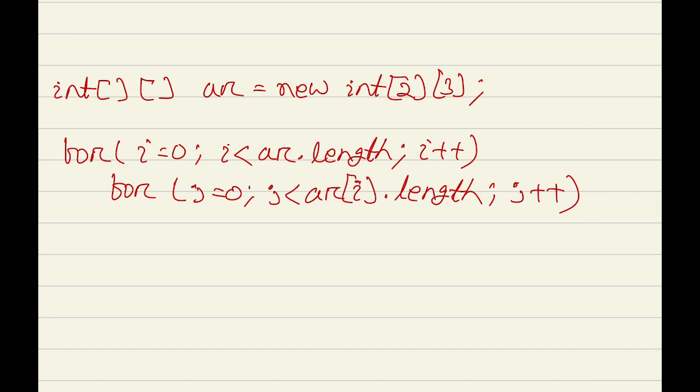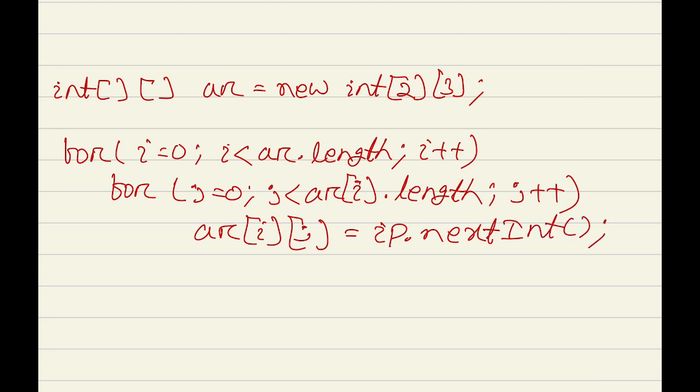Now we can write this one: ar of i j equal to, you can use math dot random to initialize, or we can take the input from the user, ip dot next int, where ip is a scanner class object. So in this way you can take the input from the user and initialize.